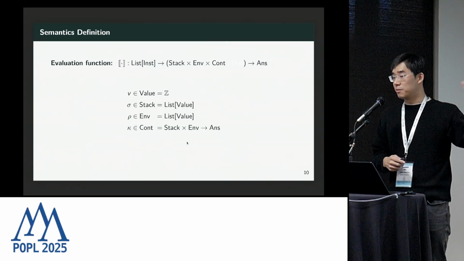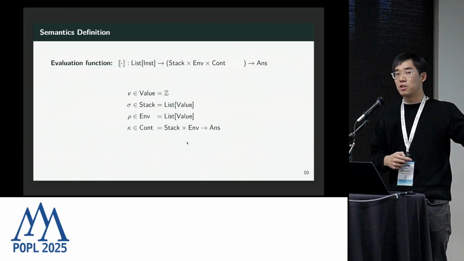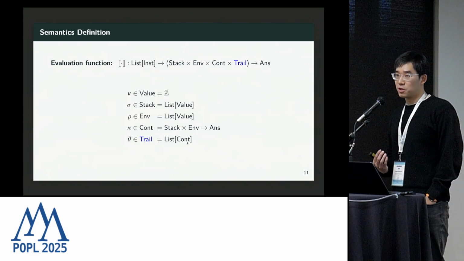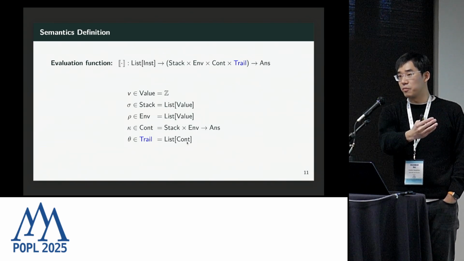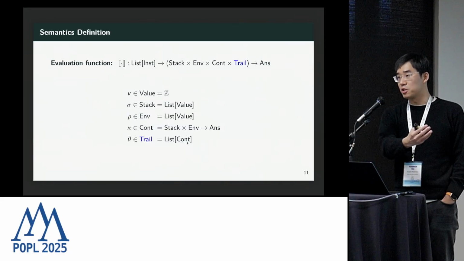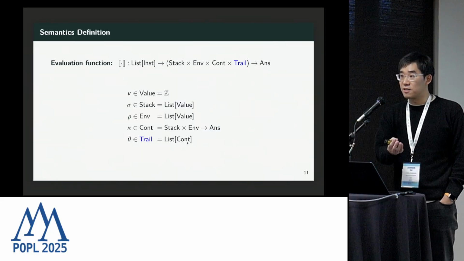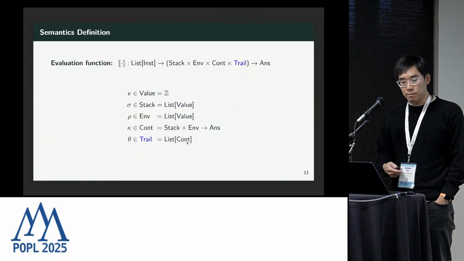Nothing really special. It's just a CPS interpreter. But what's really new here is that we need to add an additional trail component to the interpreter, which is a list of continuations, or we use it as a stack of continuations, which we will go into detail to see how we provide and use those values.